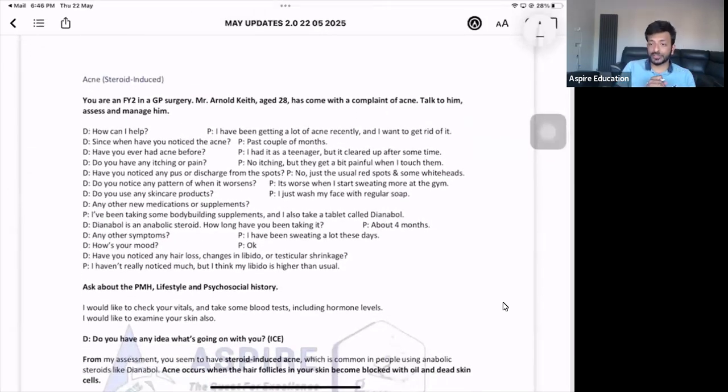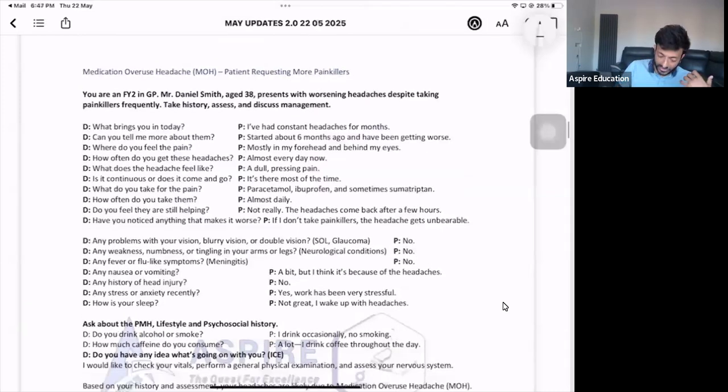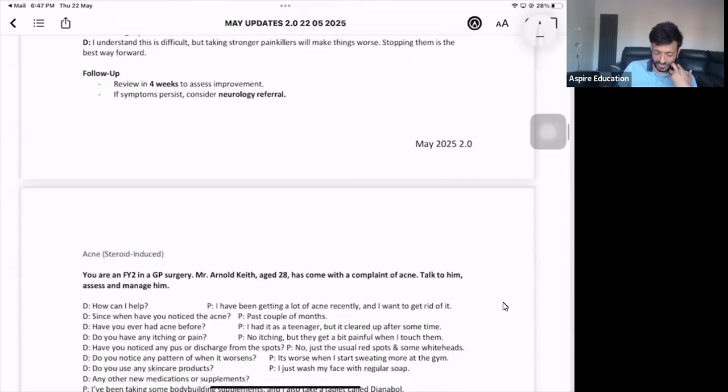Acne, steroid-induced acne. I think it came 2 days ago. I'm going to share the list as well of which stations came, so don't worry. Advise that symptoms get worse before they get better. So the doctor mentioned, yes, that's absolutely fine. And in medication overuse headache, you have to give a warning sign to the patient that when we are asking you to stop the medications abruptly, the symptoms are going to get worse. So yes, tell the patient it is because of withdrawal symptoms. But then eventually they will start getting better, right? It's always good to give that warning sign.